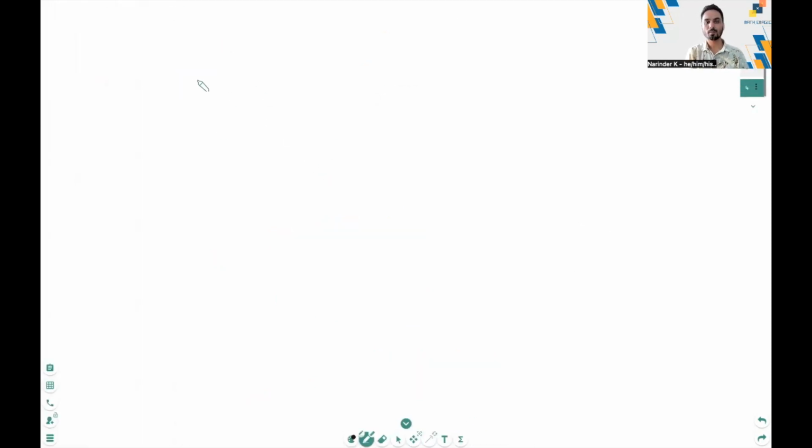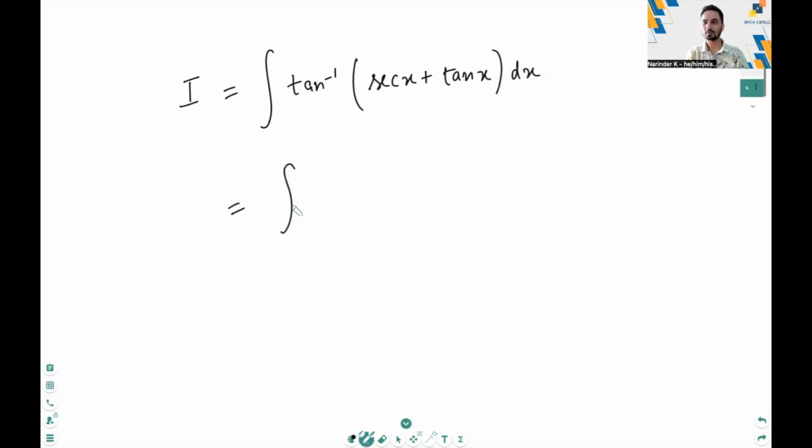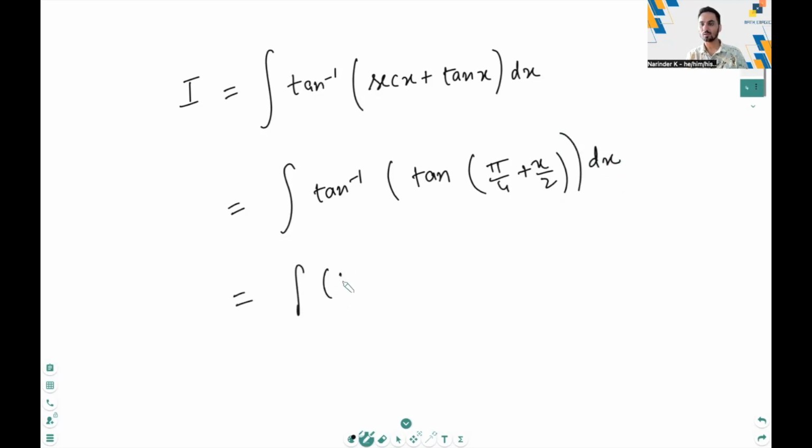In the next step, the given integral, which is tan inverse of sec x plus tan x dx, becomes the integral of tan inverse tan of pi by 4 plus x over 2 dx, which can be written as the integral of pi over 4 plus x over 2 dx, with x in the given limits of minus pi over 2 to pi over 2. And if we integrate it, we get pi over 4 times x plus x square over 4 plus c.